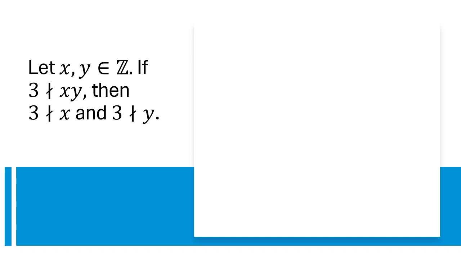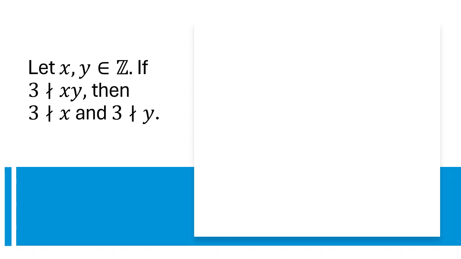We have a nice direct definition of what it means for an integer to be a divisor. We don't have a direct way of describing what it means for an integer like 3 not being a divisor of xy, or of x and of y. So what we are going to do is we are going to use the contrapositive.